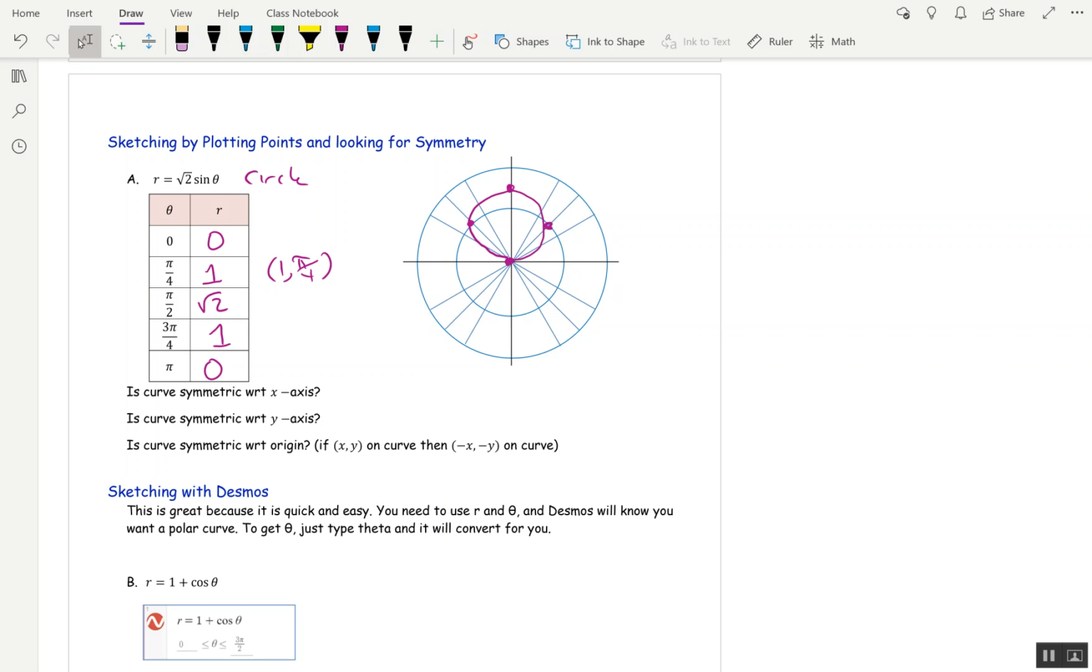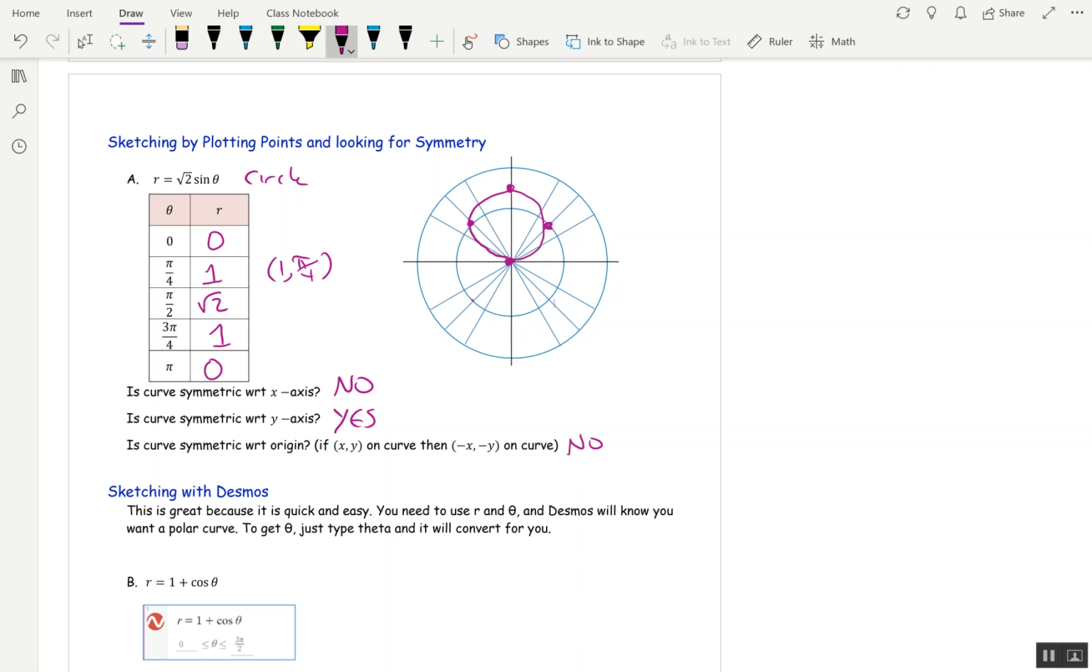So is this curve symmetric with respect to the x-axis? No. If it were, it would have to mirror what it does above, below, and it doesn't. Symmetric with respect to the y-axis? Yes. And symmetric with respect to the origin? No. If x, y is on the curve, we'd have to have negative x, negative y on the curve, and that's not the case.